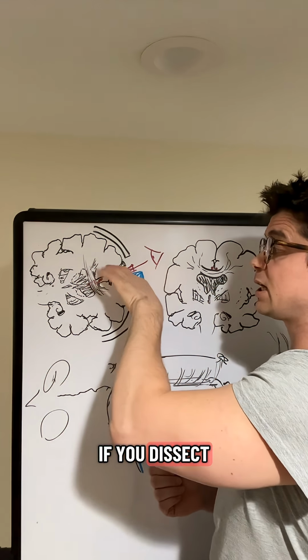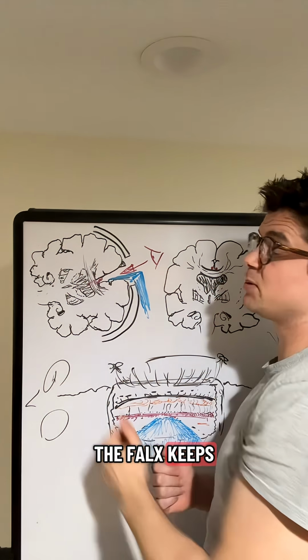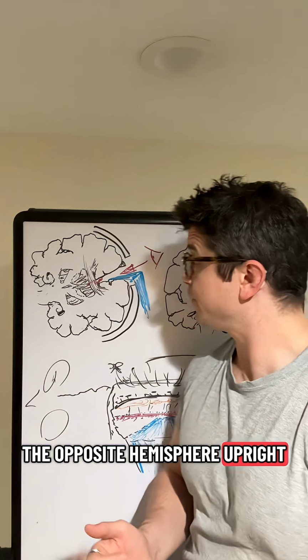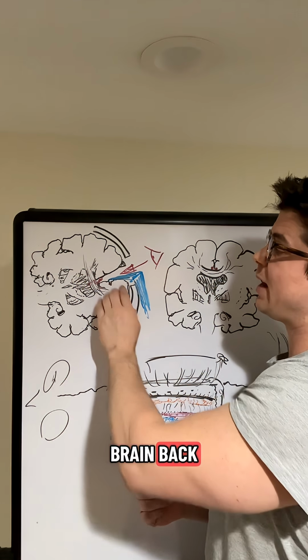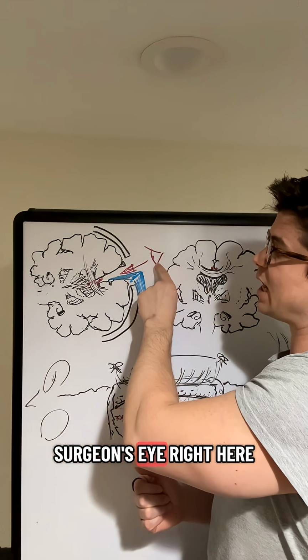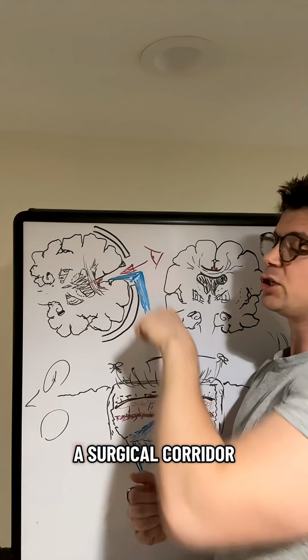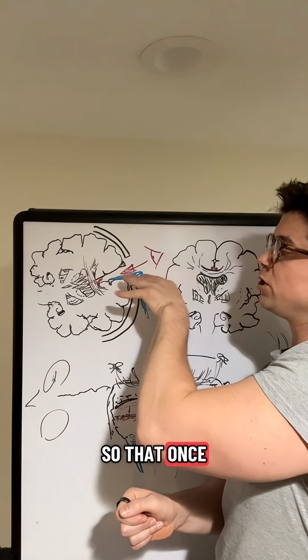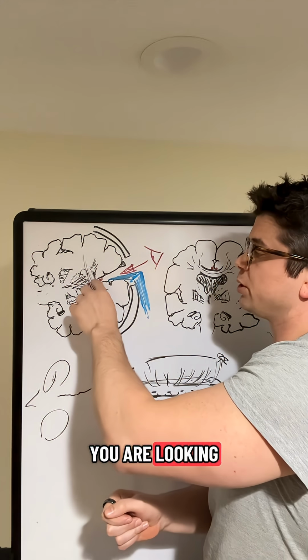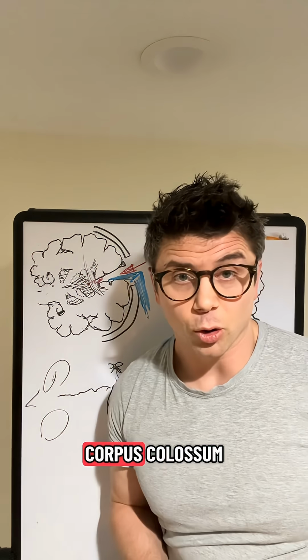If you dissect between the two hemispheres, the falx keeps the opposite hemisphere upright, and often we'll use a retractor to pull this side of the brain back. And so if this is your surgeon's eye right here, it offers you a surgical corridor in between the hemispheres so that once you're done with your dissection, you're looking straight at the corpus callosum.